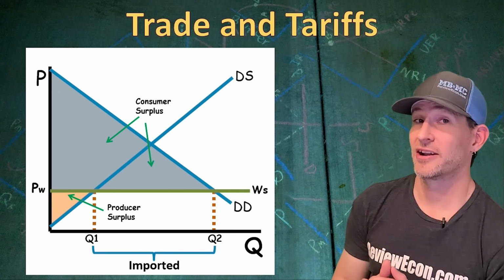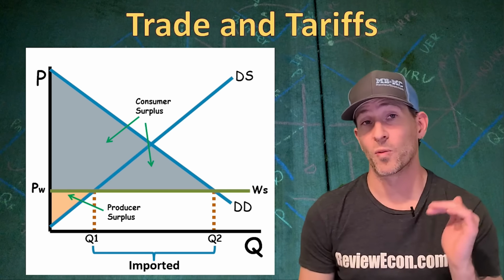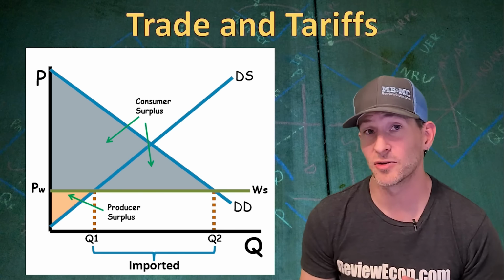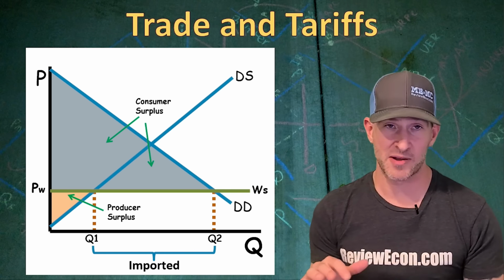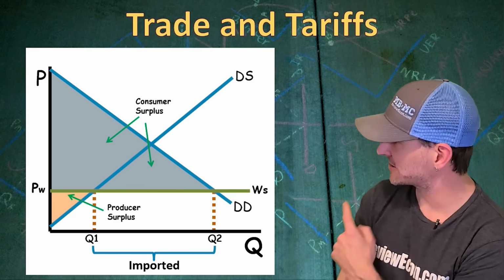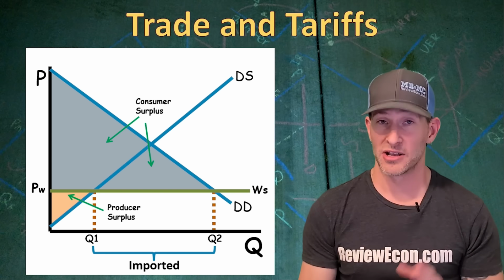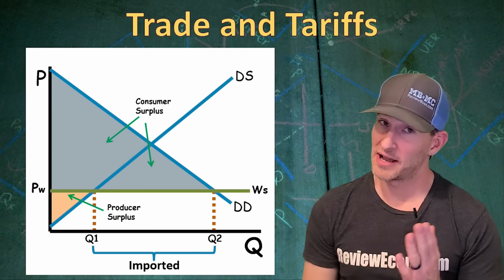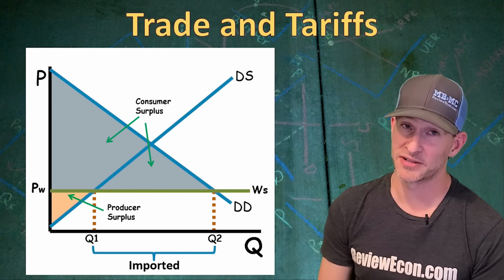Next, we're gonna look at our international trade graph. We have our domestic demand and our domestic supply with a world price that is below the equilibrium price domestically. That means consumers can consume as much as they want at that world price, so they actually get Q2 while they produce Q1. So the difference is going to be imported.